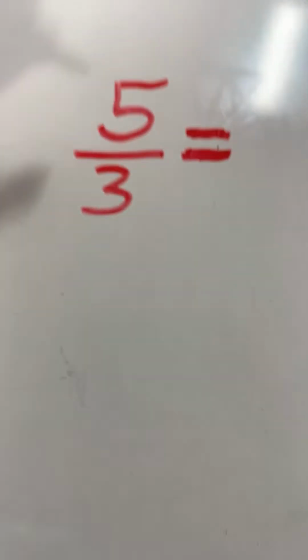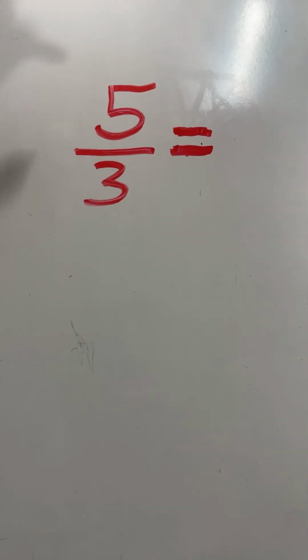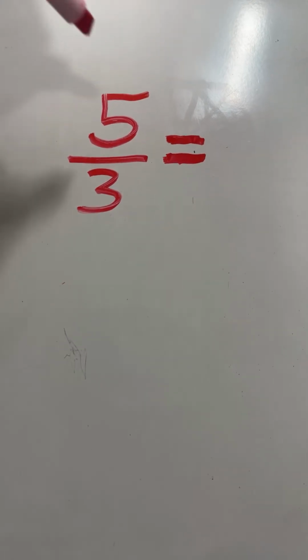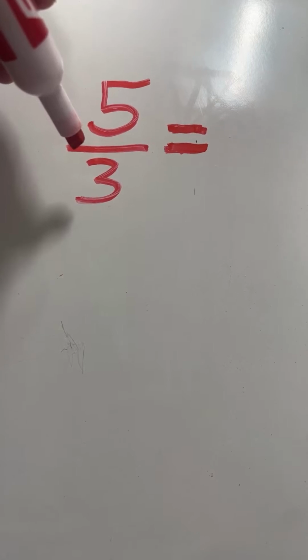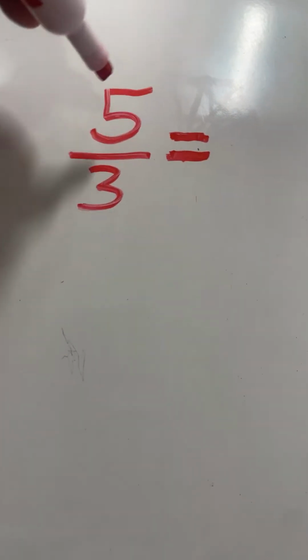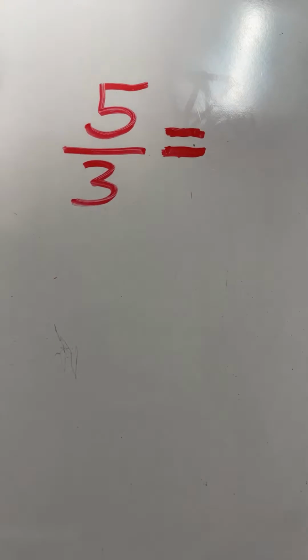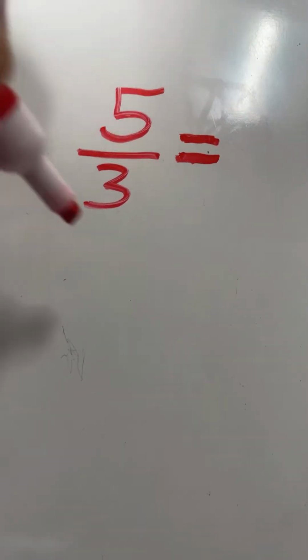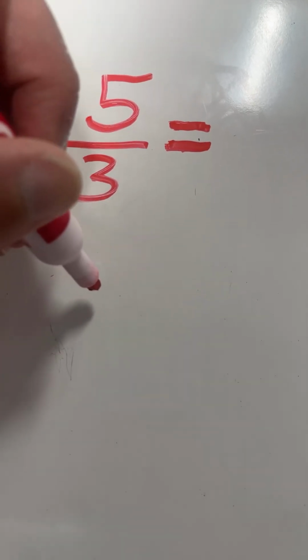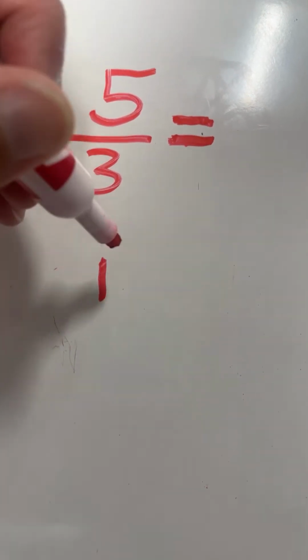So converting improper fractions to mixed numbers, think of that as division with remainders. So we have 5/3 here, and we have to convert that into a mixed number. So we have to figure out how many groups of 3 we can get into 5. So I'm going to make groups of 3. There is probably going to be a remainder here.